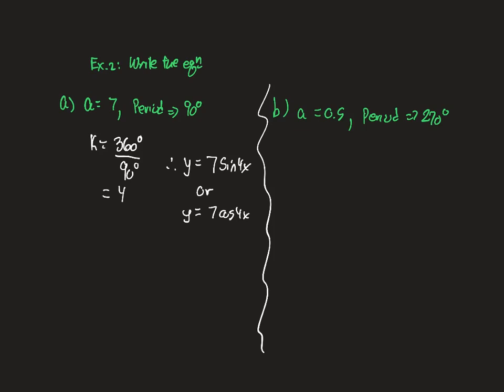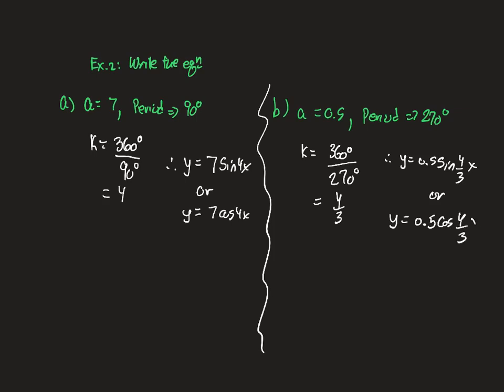Okay, back, great. So my amplitude is 0.5, my period is 270, so you want to find your K. Remember my K value is 360 divided by my period, which is 270, which gives me 4/3. Therefore, I can have y is equal to 0.5 sine 4/3x, or 0.5 cosine 4/3x.